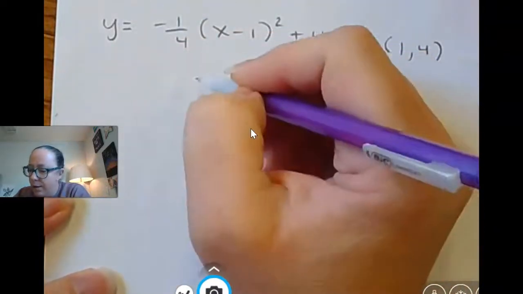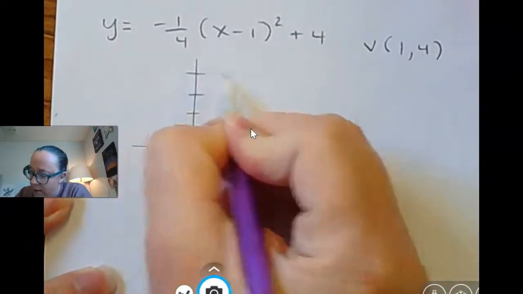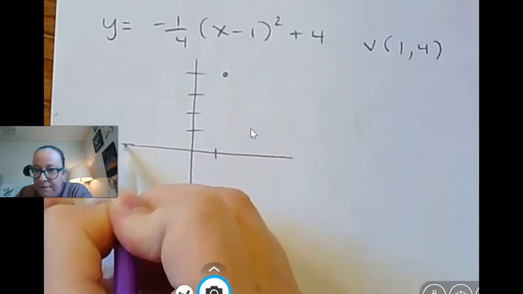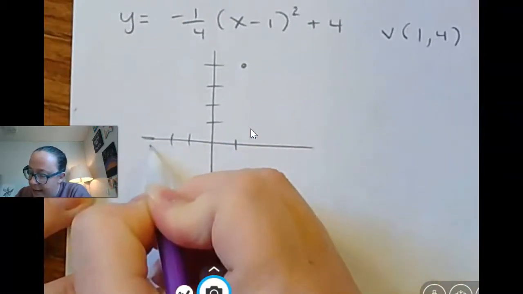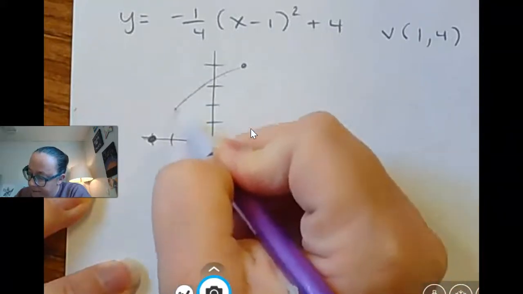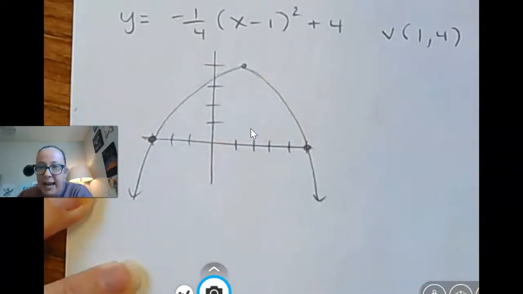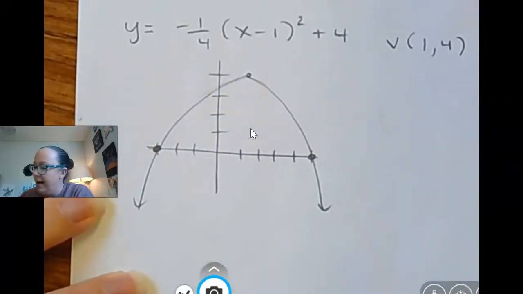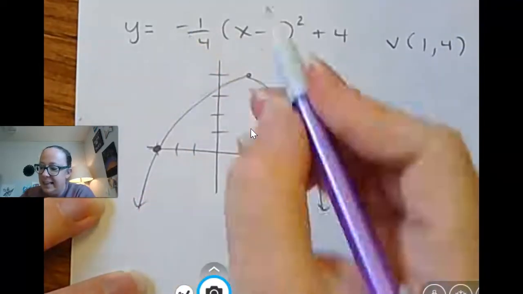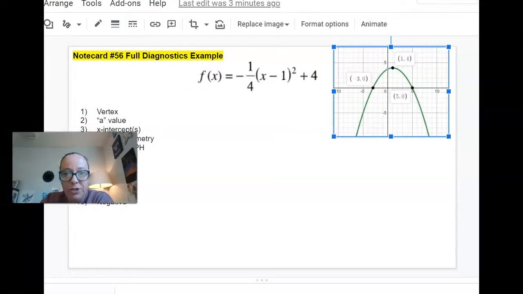All right. So we know that we have a vertex at 1/4. We have an x-intercept at -3 and an x-intercept at 5. And it opens down. I not only know it opens down because of this, but also A is negative. So I need to know that it opens down. So that's the process to graph. If I ever wanted you to graph, that's definitely what I would want you to do.